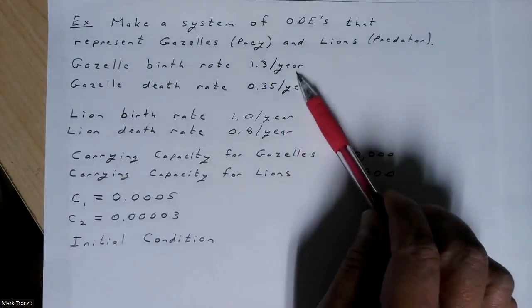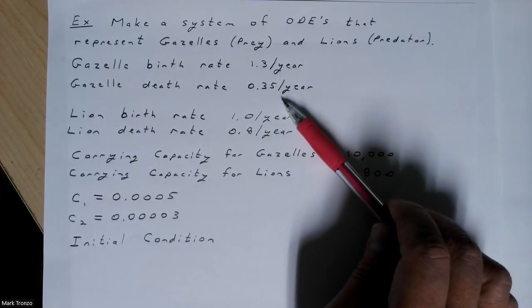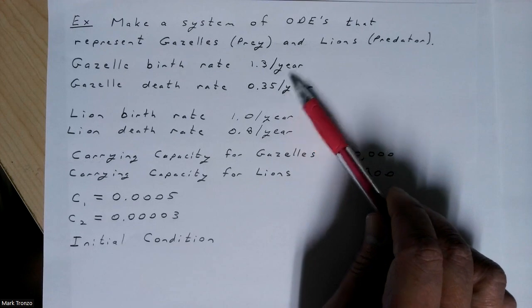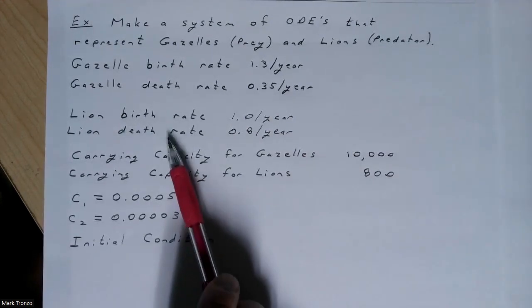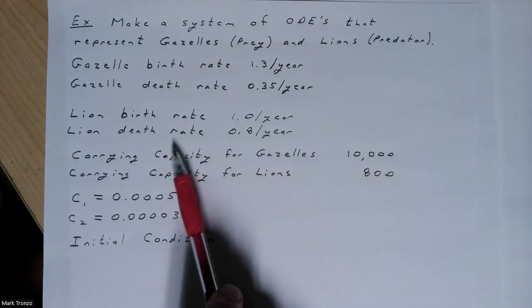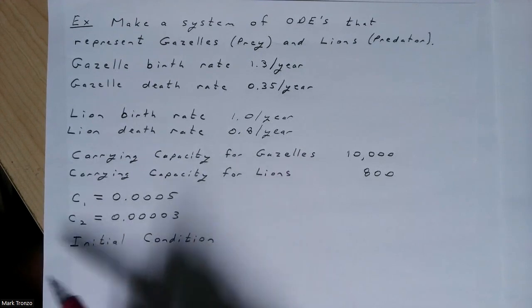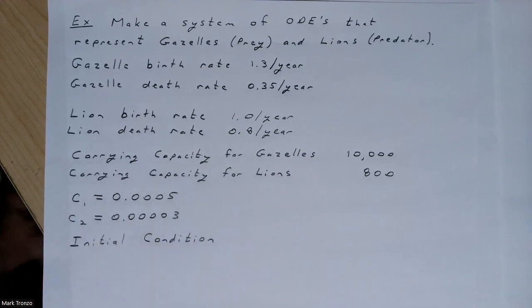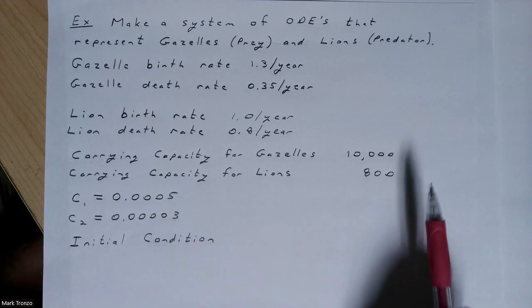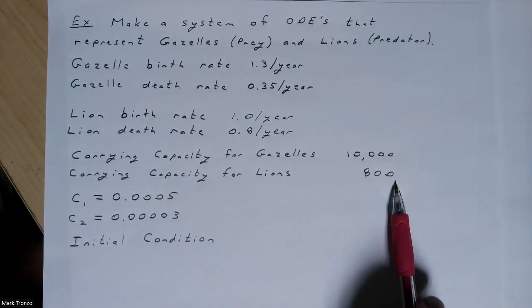I'm not sure how close these are. If you wanted to actually do a problem like this, you could probably look up maybe more exact numbers. And the lion birth rate I have put down as 1 per year, and the death rate as 0.8 per year. Once again, these are really just estimates. And suppose they're in an area that can accommodate 10,000 gazelles and 8,000 lions. So that's going to be like the carrying capacity.